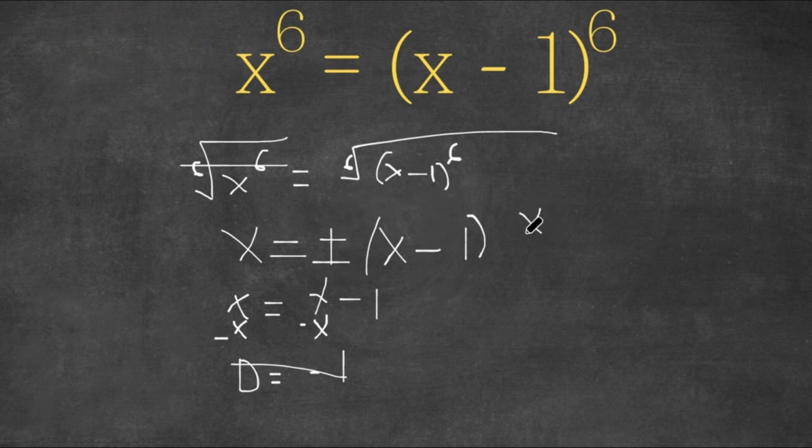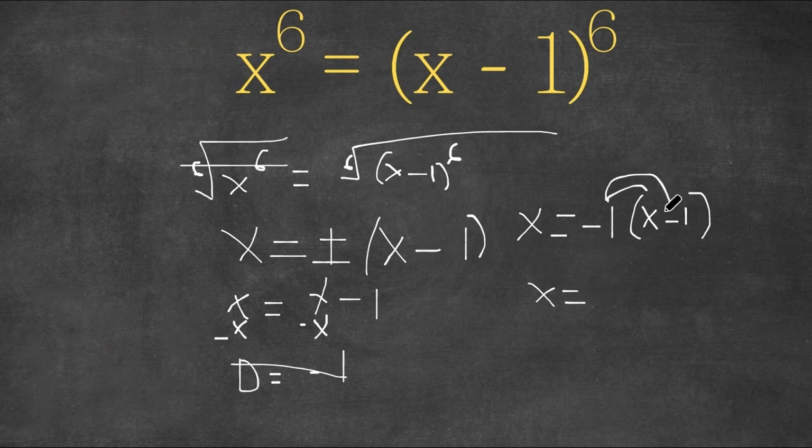So now let's try the negative version. Let's do x equals negative (x minus 1). Now we're going to have to distribute this negative 1, multiplying with x and negative 1. So this results in x equals negative 1 times x, which is negative x, and negative 1 times negative 1, which is positive 1.